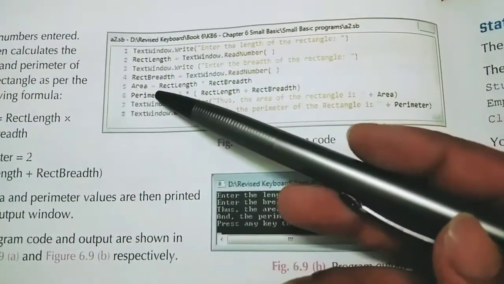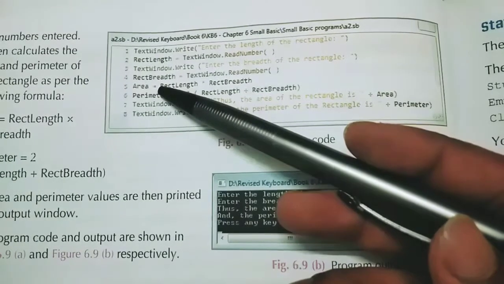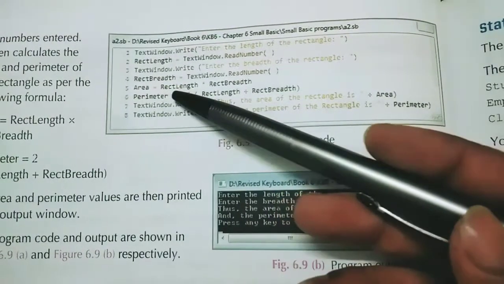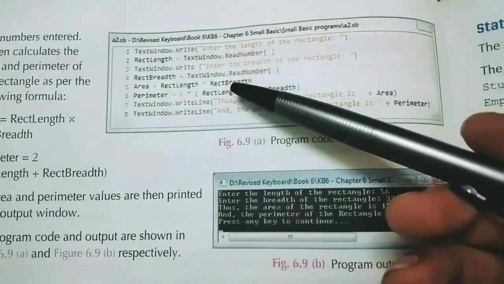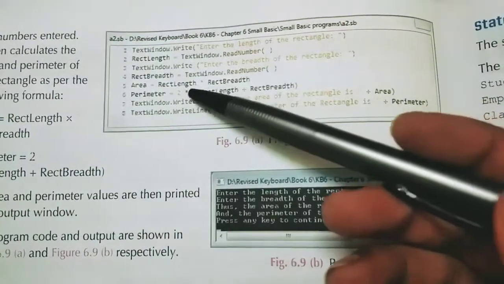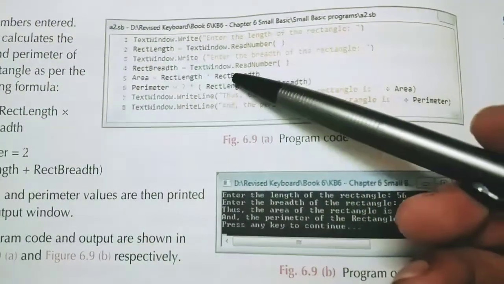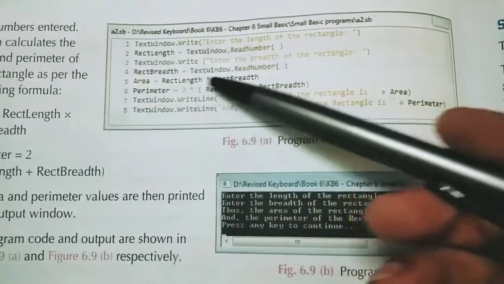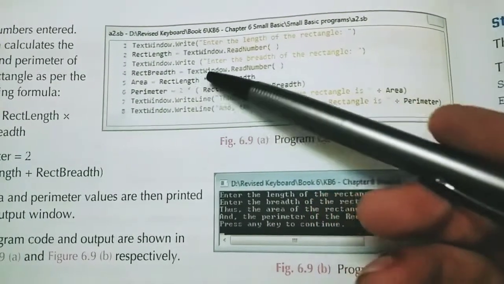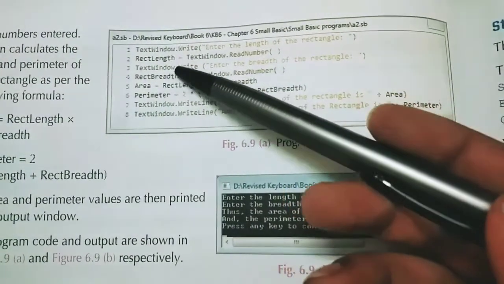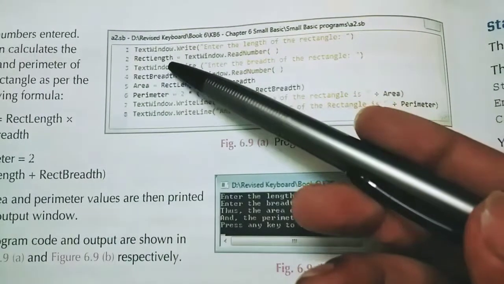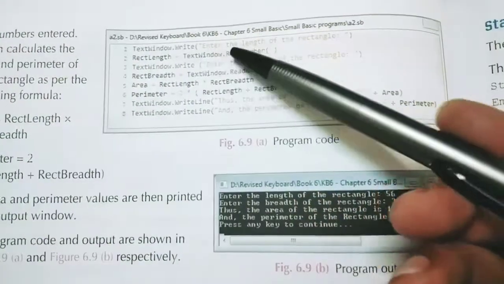Then after that you have to write the formula of the area. So area equal to what? Rect length into rect breadth. The area of the rectangle is length into breadth, so it is written like this, length into breadth. You have to multiply the variables. Not only length and breadth, you have to give the names of the variables, because these variables are storing the values of the length and breadth.